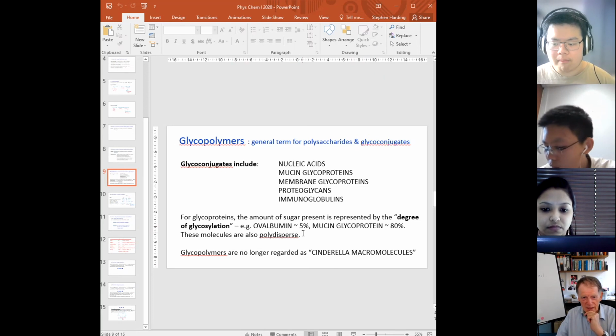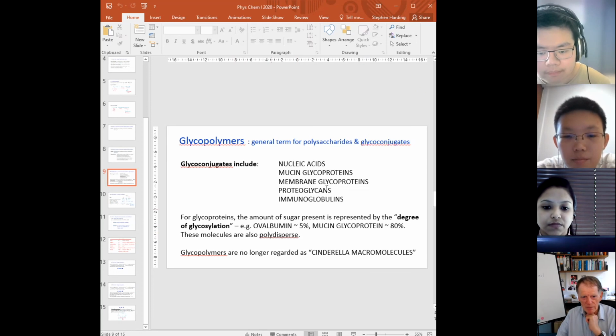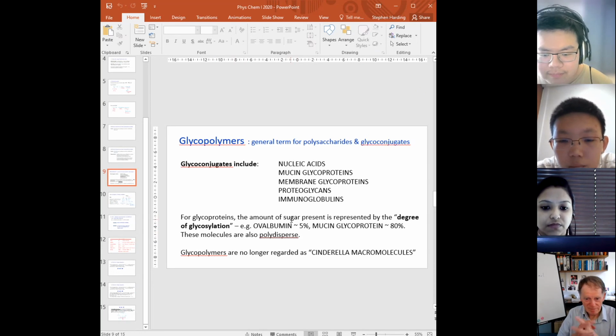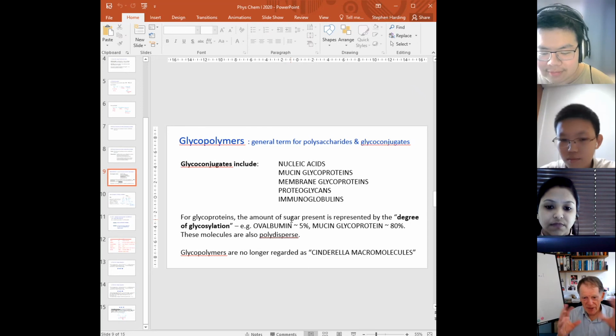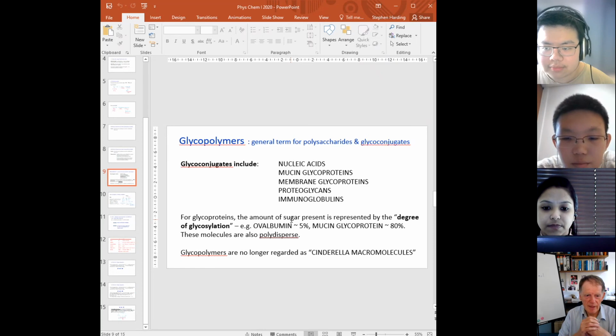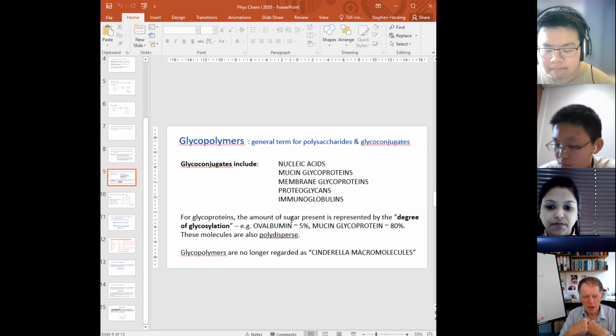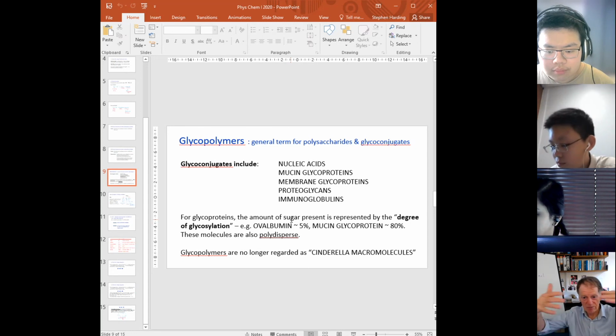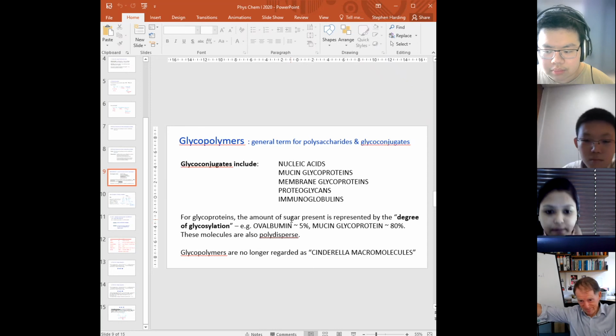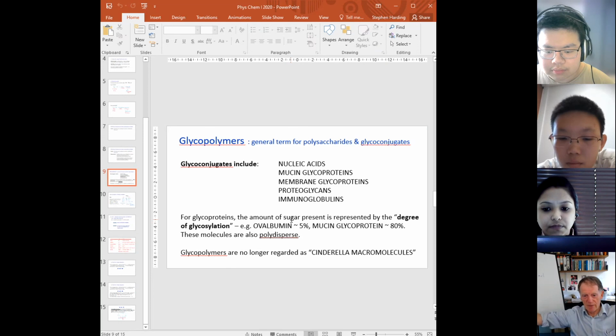the degree of glycosylation. So ovalbumin, anyone know where ovalbumin comes from? Okay, ovalbumin comes from eggs. So it's basically egg protein. It's the main protein in eggs. It's got a small amount, 5% of sugar attached to it, whereas a mucin glycoprotein has much more sugar. 80% of the molecule is sugar. And these molecules are also polydispersed. That means they have a spread of molecular weight, because when you've got lots of sugar around, there's no genetic template to control the size, so they have a huge spread of sizes.